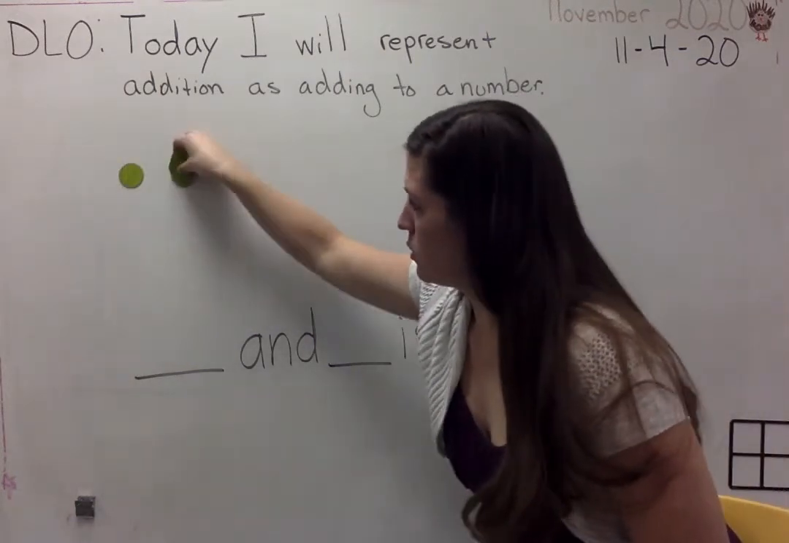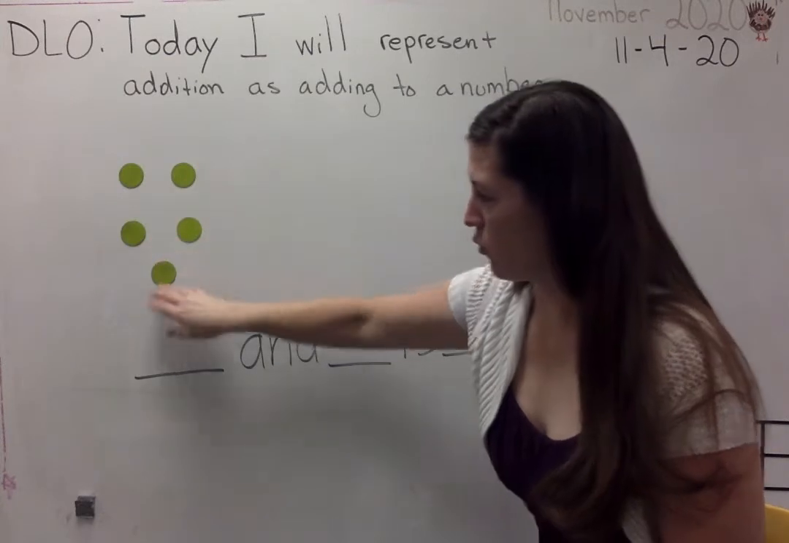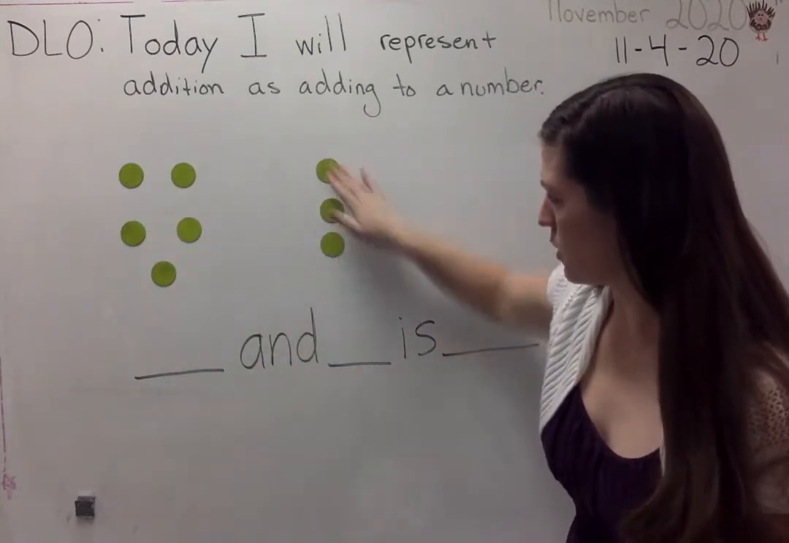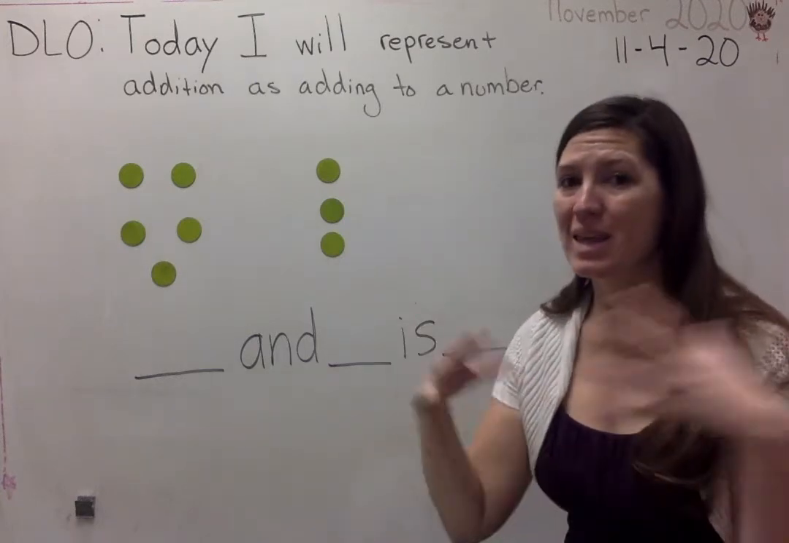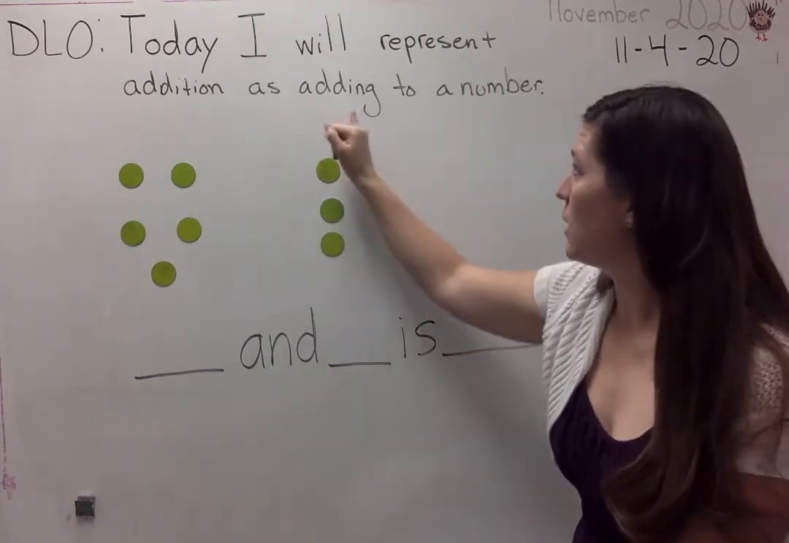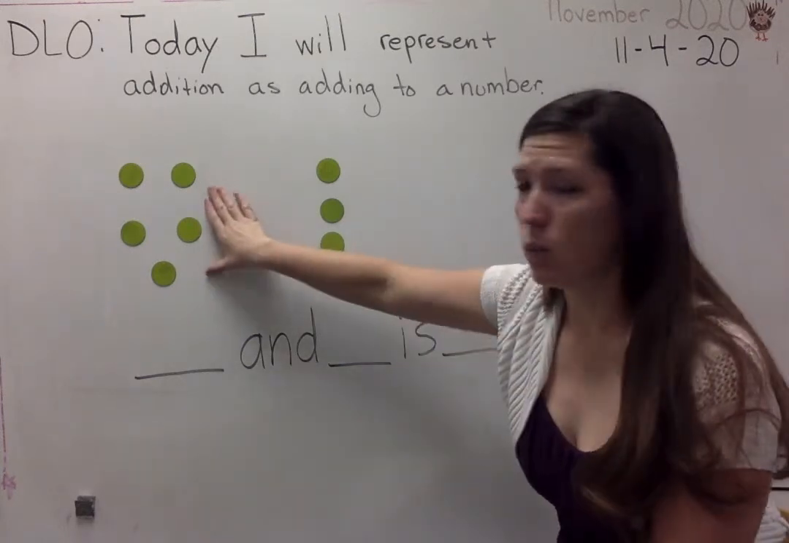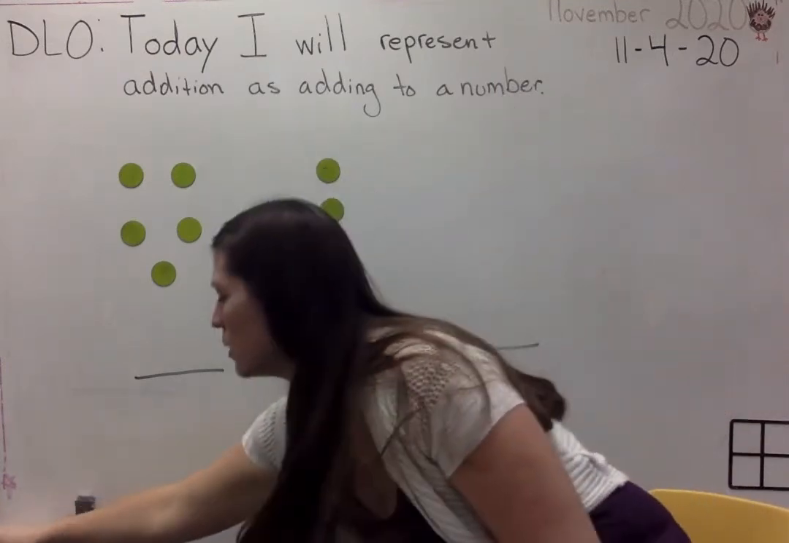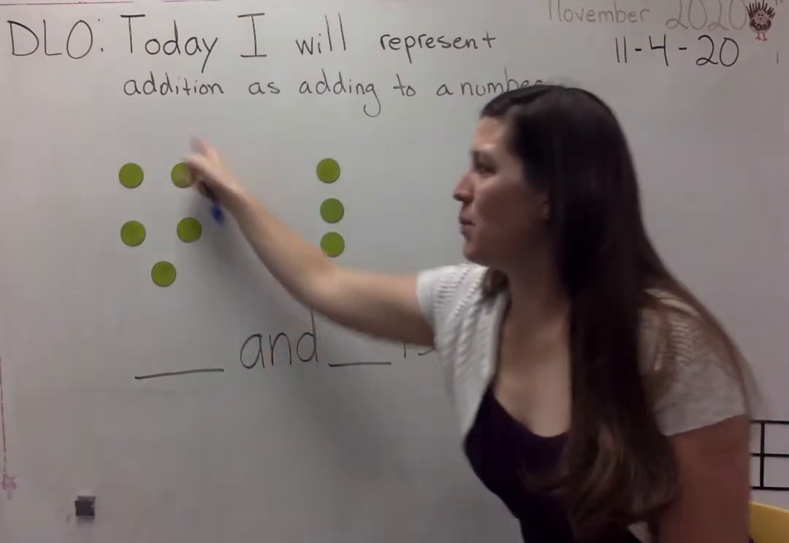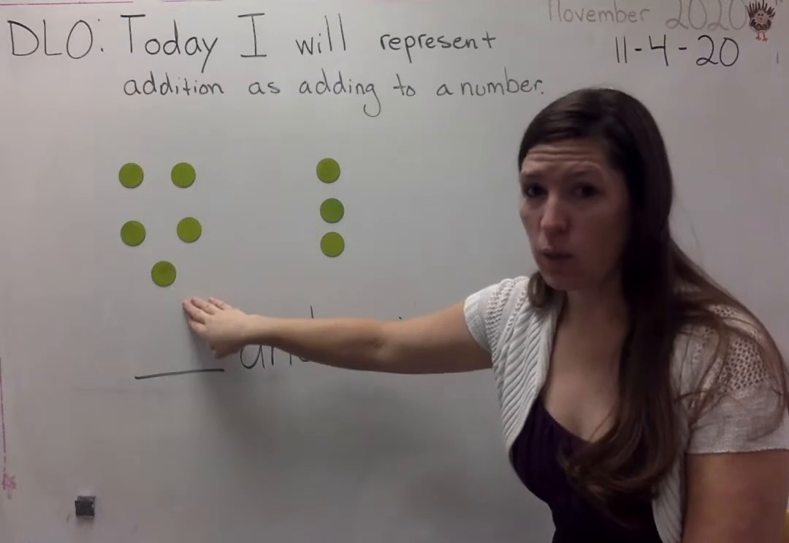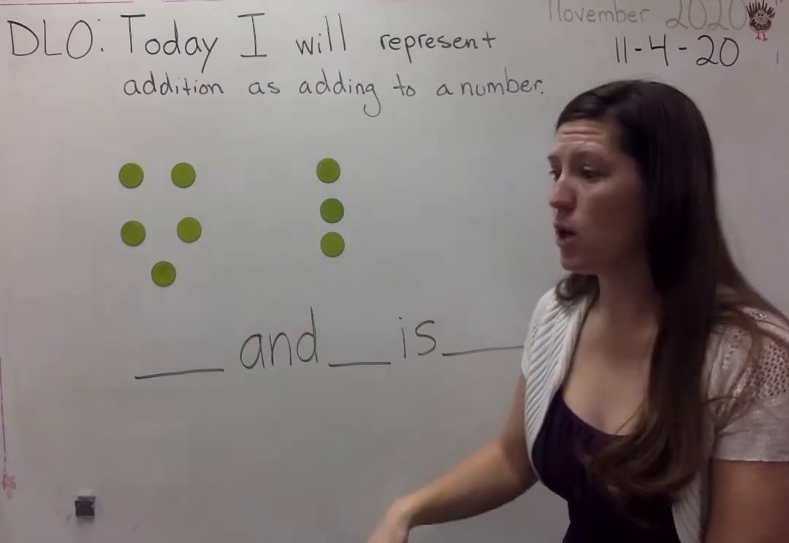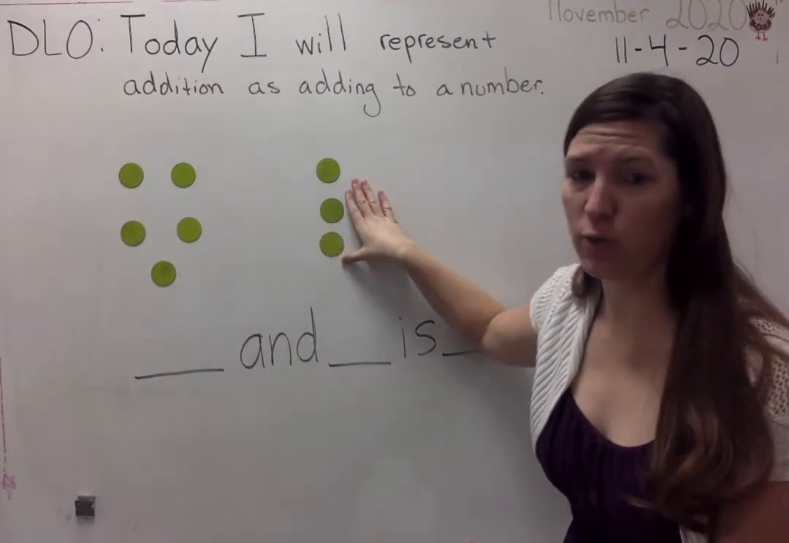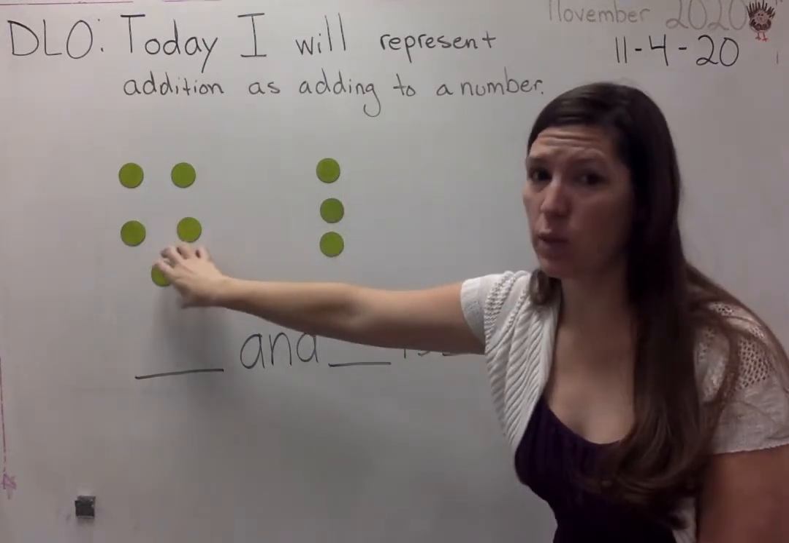So I've got 1, 2, 3, 4, 5 green dots here, and 1, 2, 3. I want to know how many in all. So if we're adding to get to a number, we have to start with a number. So let's look over here. I want my green. I like that. How many do we have to begin with? Just like when we're reading, we start at the top on the left. So we don't want to start in the middle of the pictures. We want to start on the left, just like when we're reading.